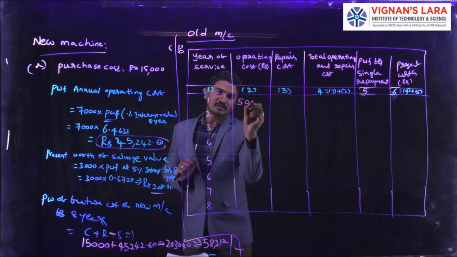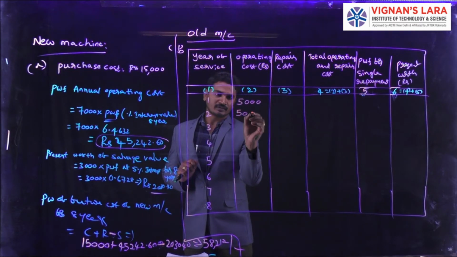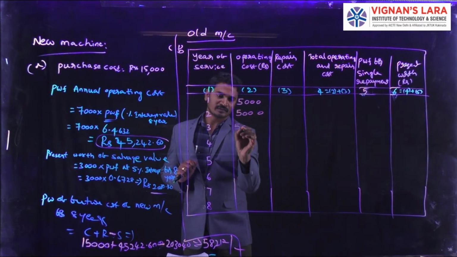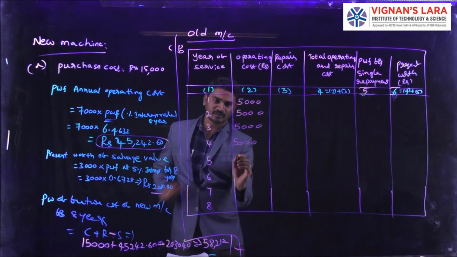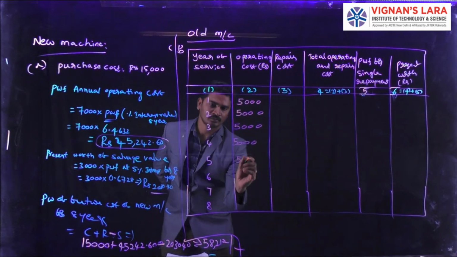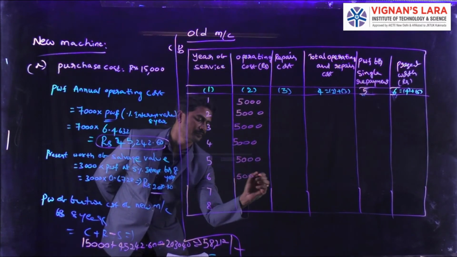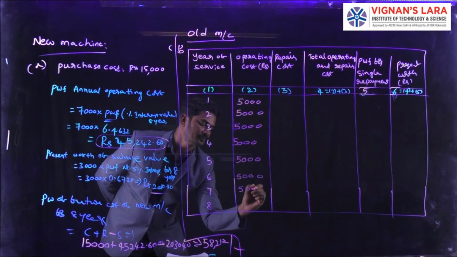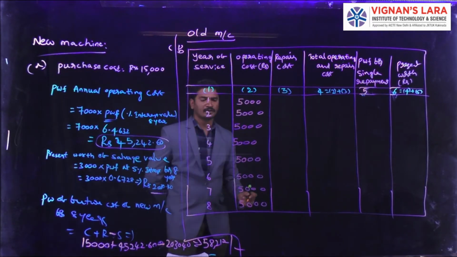Operating cost is 5,000. It is the running cost they are given, 5,000. For subsequent years it was constant 5,000, and here also we have 5,000, 5,000 and 5,000. Next, coming to the repair cost.